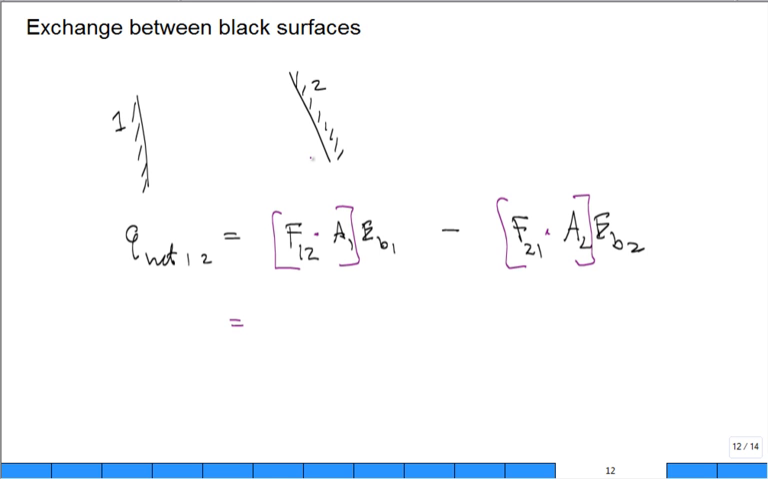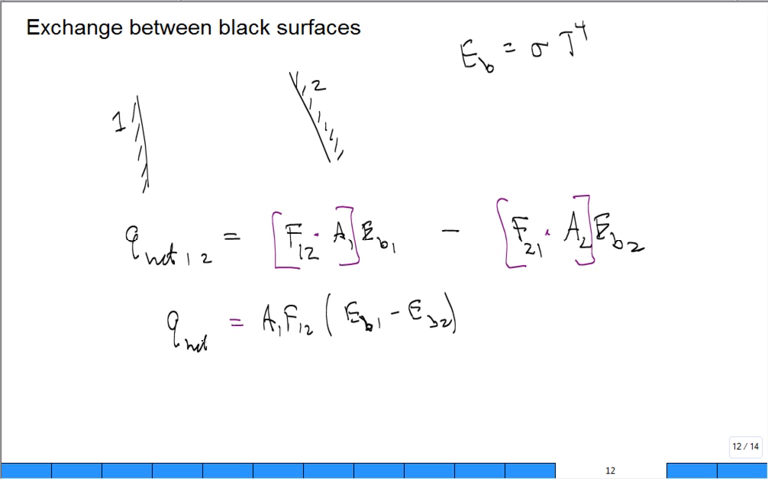So a lot of times what we'll do is we'll put it like this: A1 F1 to 2 times EB1 minus EB2. Remind me, what is EB equal to? Is it sigma T to the 4th? Stefan-Boltzmann law, chapter 1. Integrate Planck's distribution, and there you go, Stefan-Boltzmann. So what drives the radiative transfer is not the difference in temperature, but the difference in the black body emissive powers, which is proportional to temperature to the 4th power.